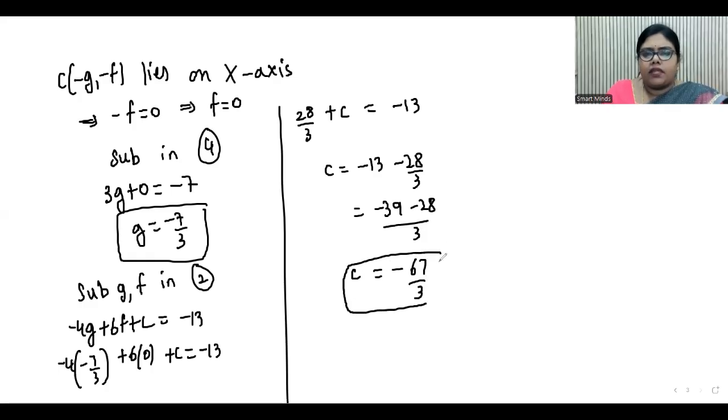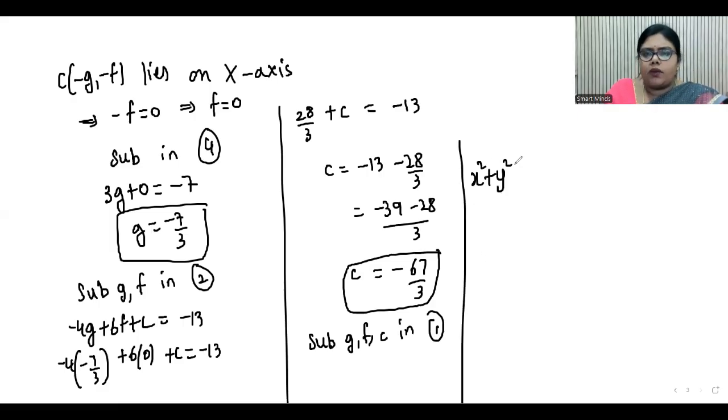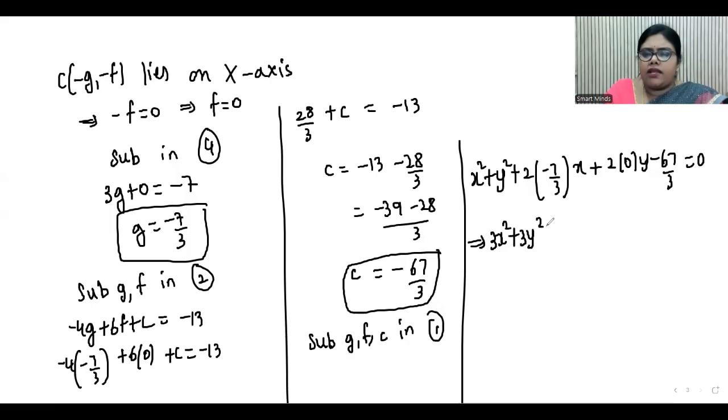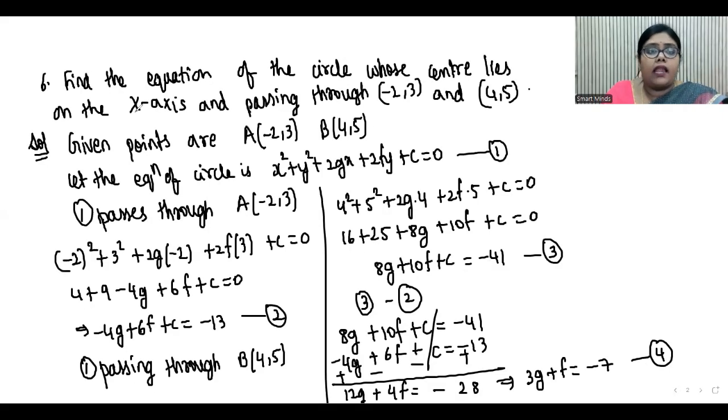This is c. Now substituting g, f, c in equation number 1. So you get x square plus y square plus 2 into minus 7 by 3 into x plus 2 into 0 into y minus 67 by 3. If you take LCM, LCM is 3, you will get 3x square plus 3y square minus 14x minus 67 is 0. This is the most important LAQ.